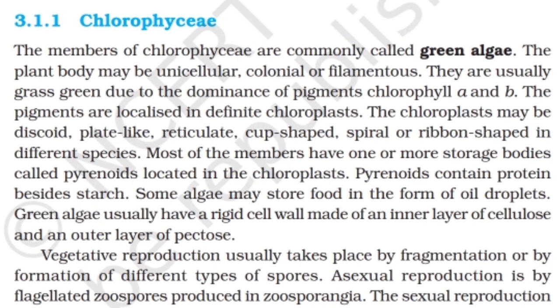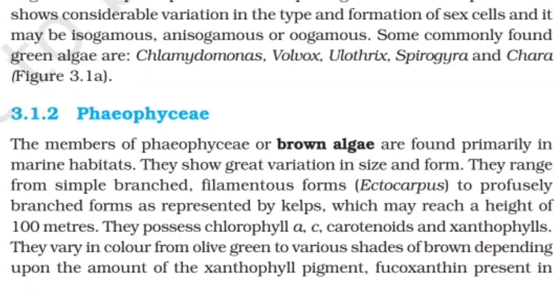Asexual reproduction is by flagellated zoospores produced in zoosporangia. The sexual reproduction shows considerable variation in the type and formation of sex cells, and it may be isogamous, anisogamous or oogamous. Some commonly found green algae are Chlamydomonas, Volvox, Ulothrix, Spirogyra and Chara (figure 3.1a).